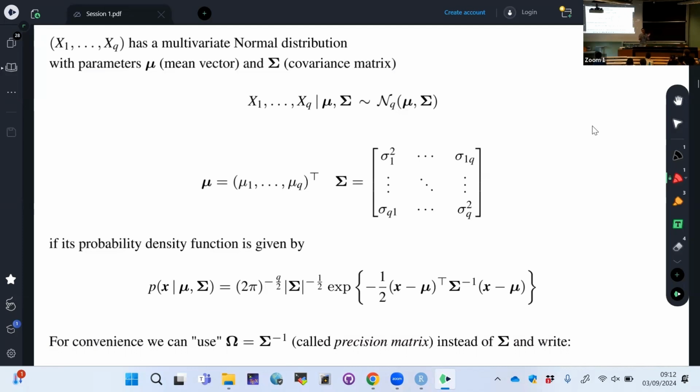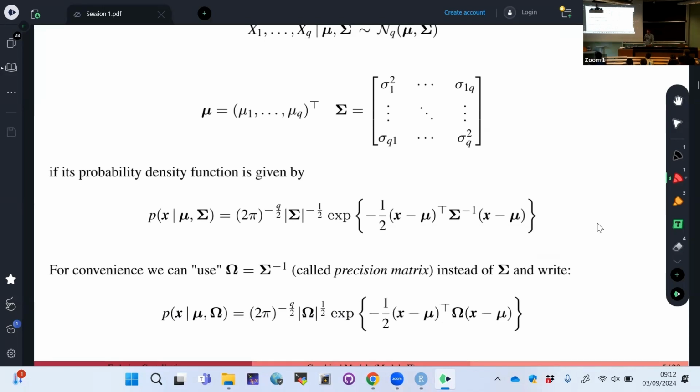which depends on two parameters, mu and sigma. I think you are familiar with this kind of probability density function, right? Sometimes, and this will be the case in the next sessions, we can use instead of sigma its inverse, which we can call omega. It is the so-called precision matrix. So we can write the PDF of a multivariate normal distribution in this way, which depends on the determinant of omega, and then we have the exponential of our quadratic form, (x minus mu) prime omega (x minus mu).